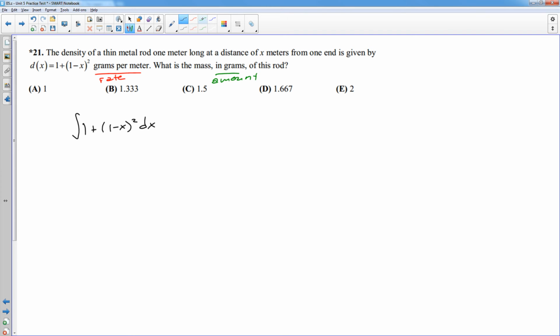And they tell you that the rod is 1 meter long. So I'm going to measure the density over the length of the rod, and that'll end up giving you your mass. I know the answer is 1.333 because I've already punched this in the calculator. You would simply plug that in the calculator, and there we go for 21.